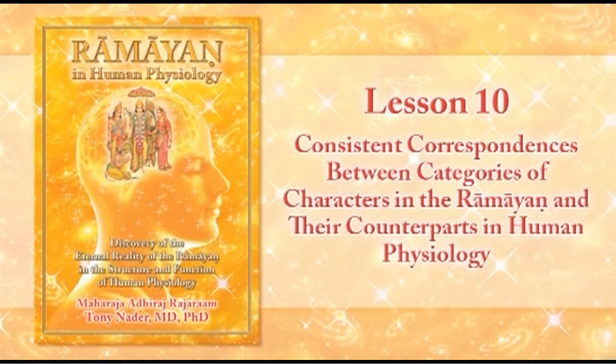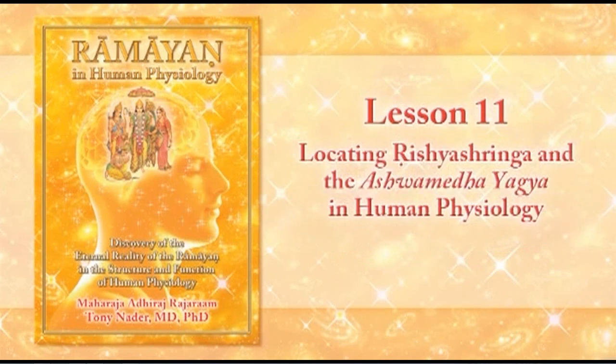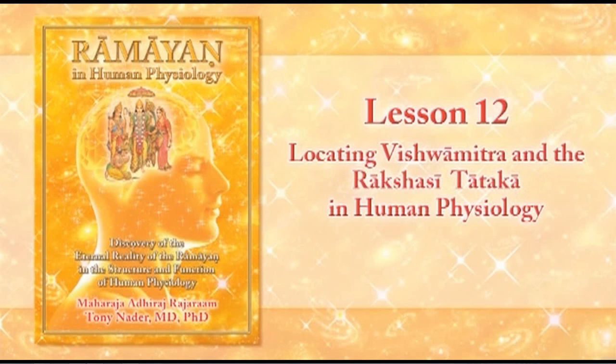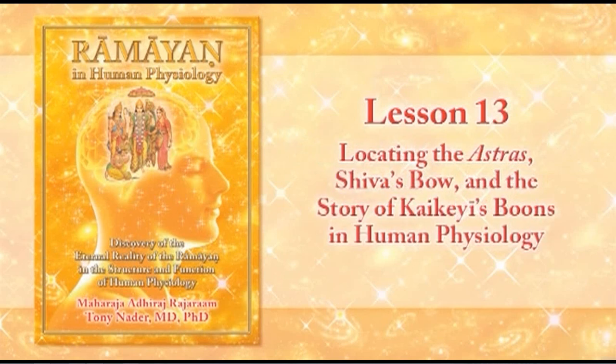Lesson 10, consistent correspondences between categories of characters in the Ramayana and their counterparts in human physiology. Lesson 11, locating Rishyashringa and the Ashwamedha Yagya in human physiology. Lesson 12, locating Vishwamitra and the Rakshasi Tataka in human physiology. Lesson 13, locating the Astras, Shiva's bow, and the story of Kaikeyi's boons in human physiology.